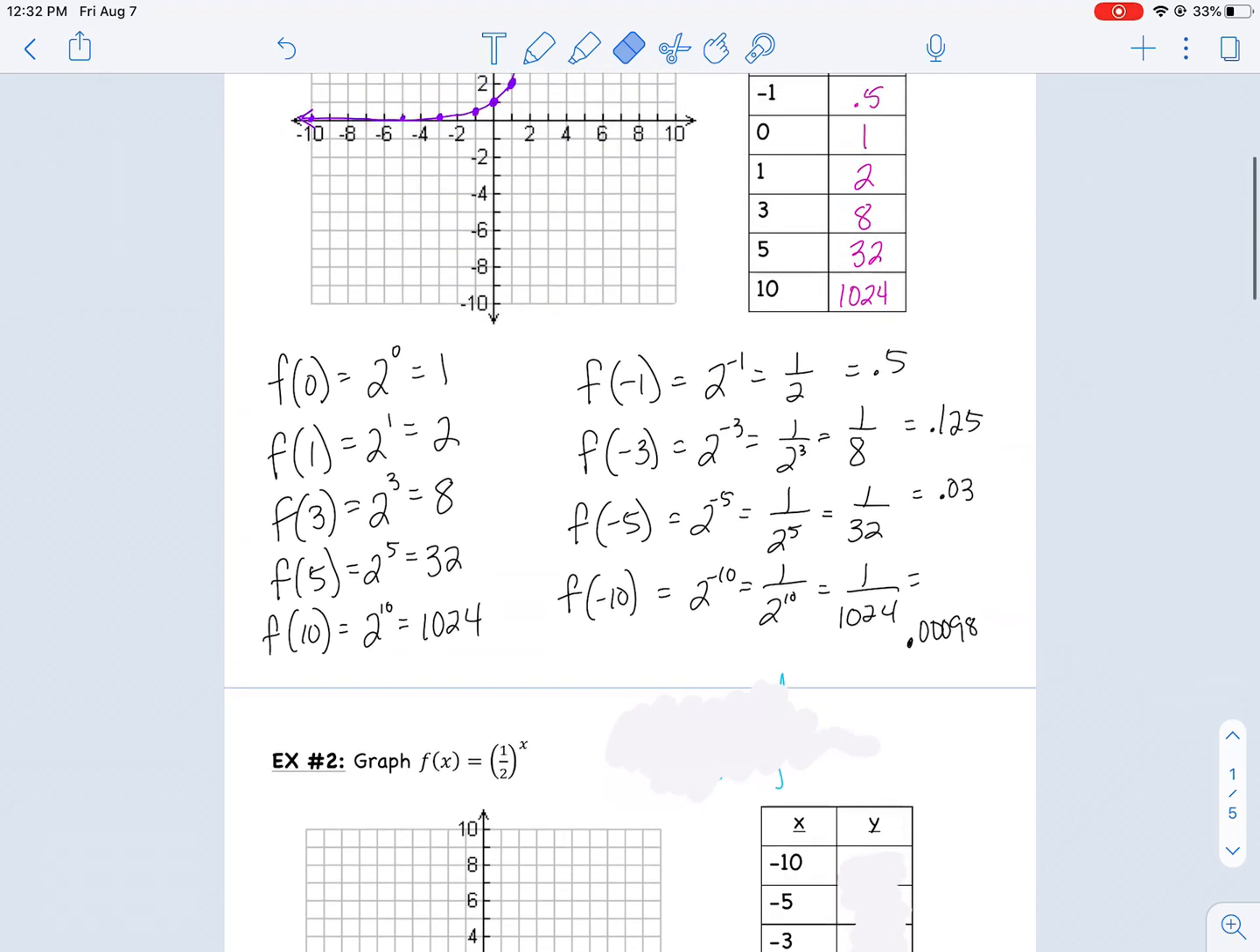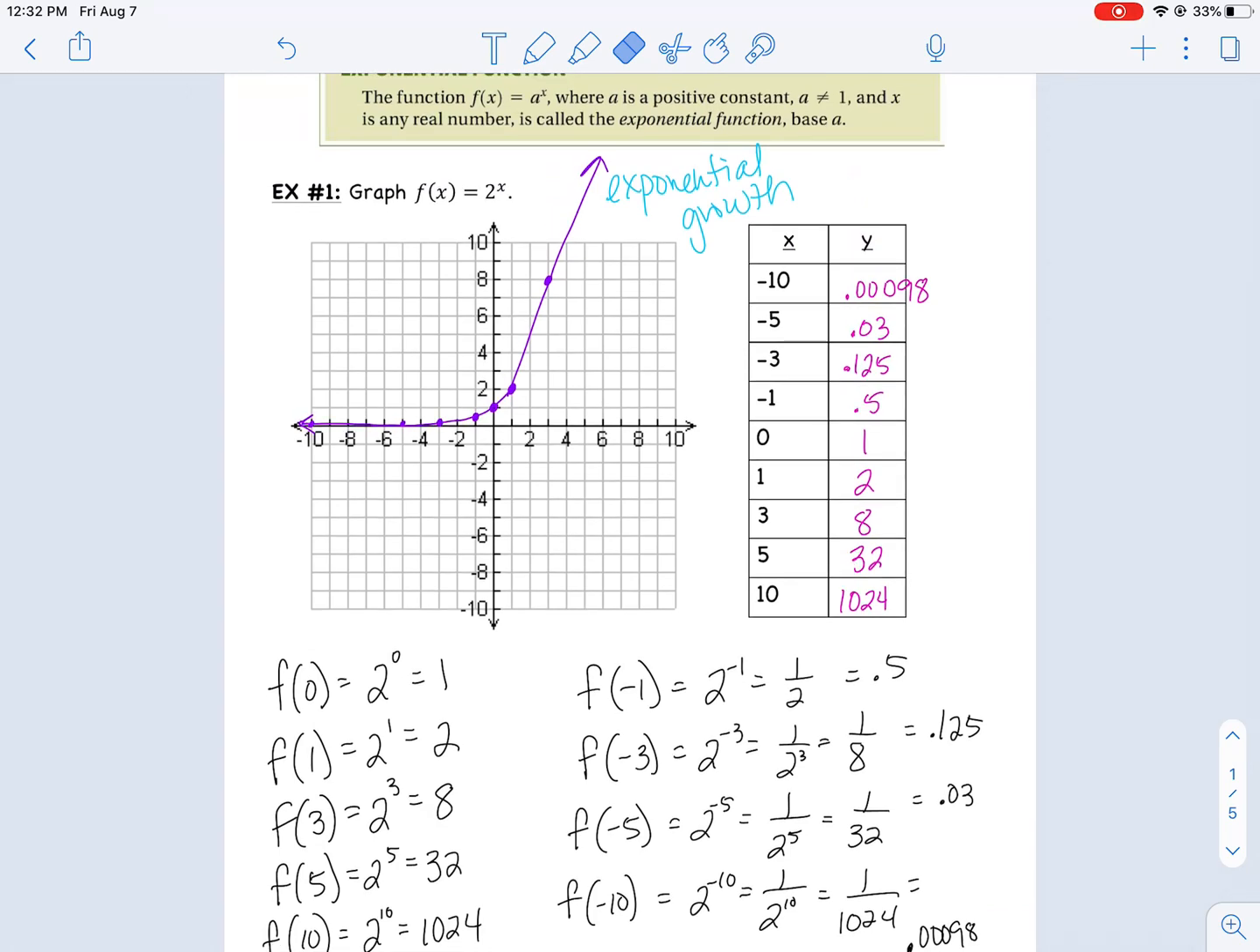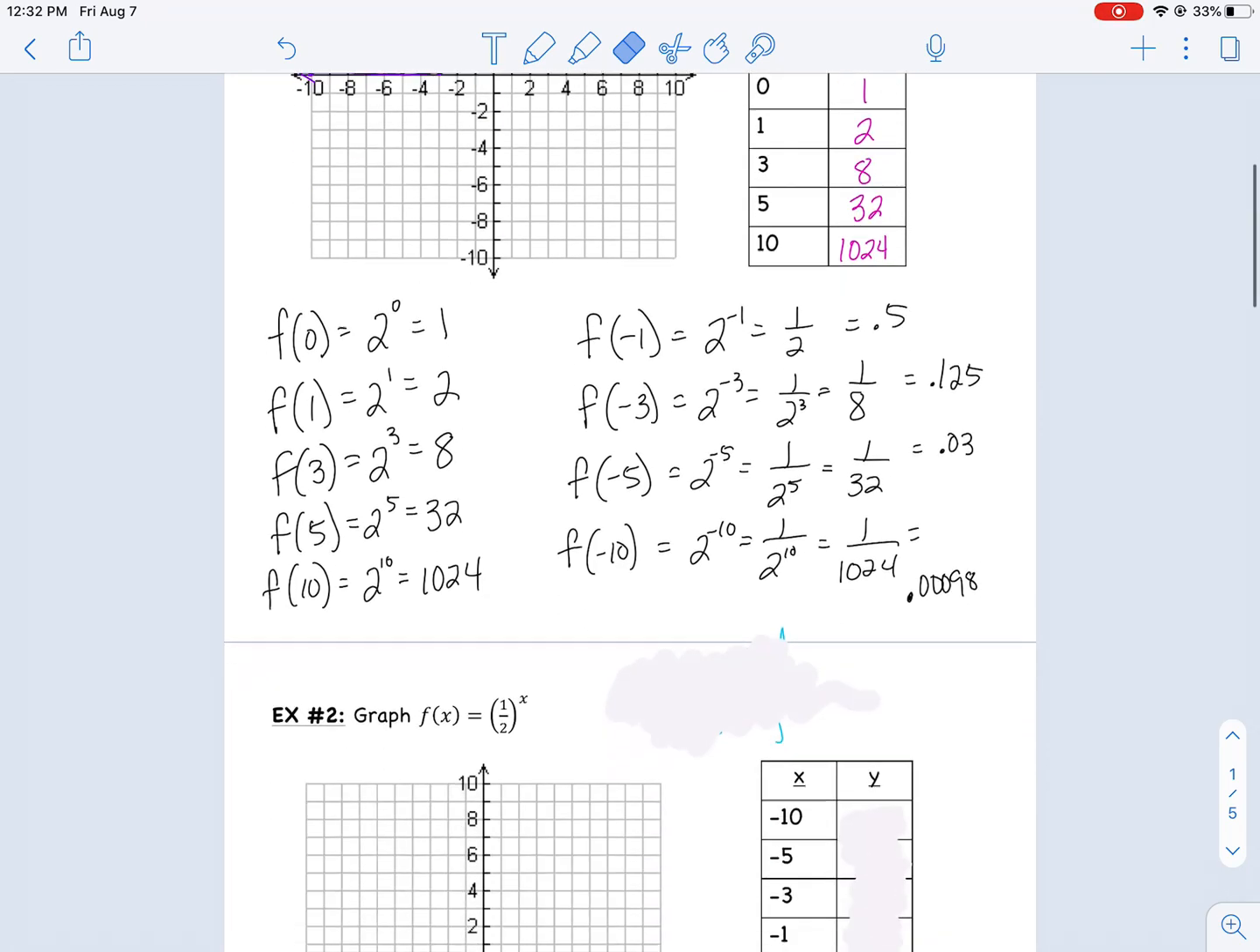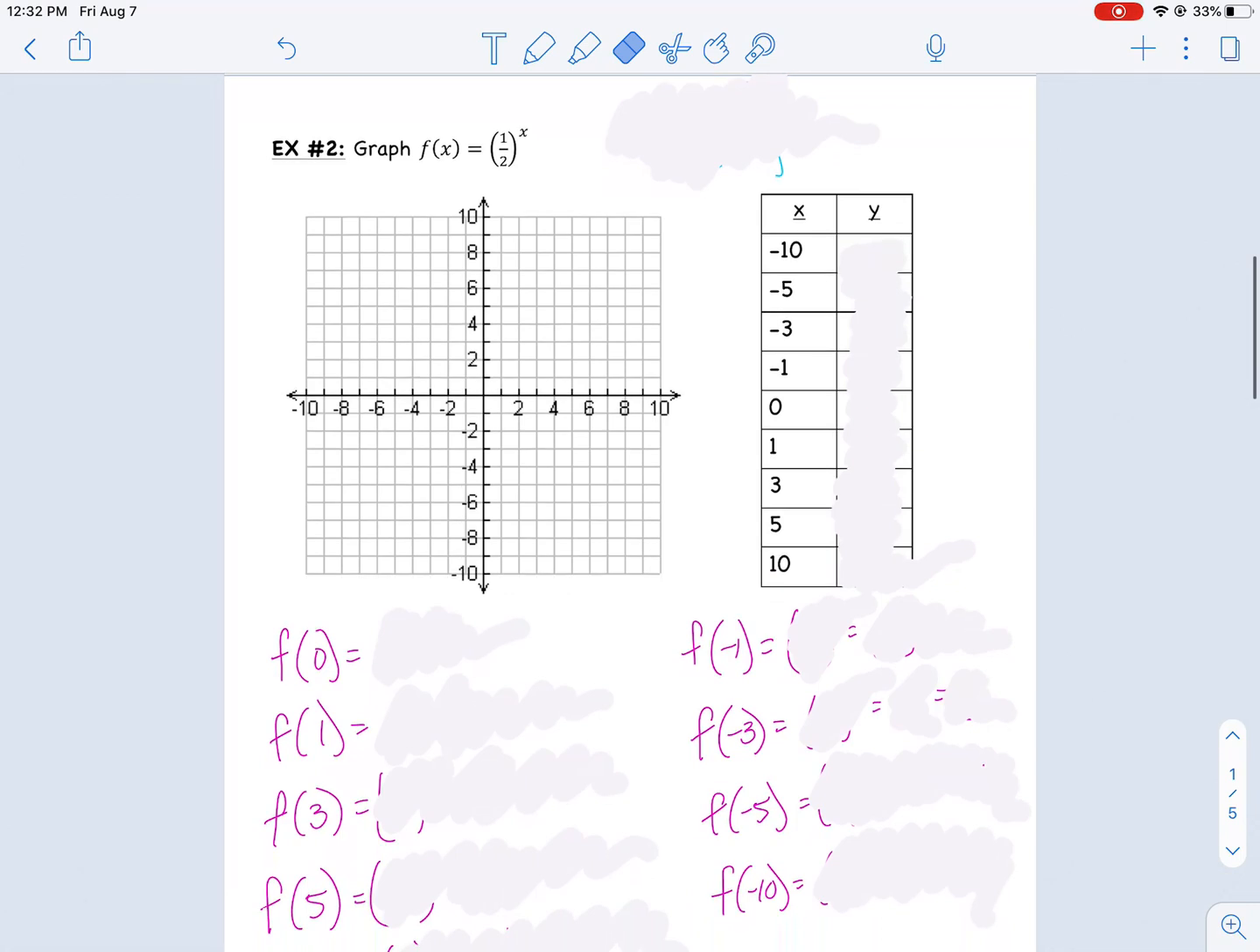But my base on example number 1 was a whole number, 2. The base on example number 2 is a fraction. Let's see if that makes a difference in my graph. So I'm going to do the same thing. I picked a whole bunch of x values. I'm going to plug them in and find my y values.